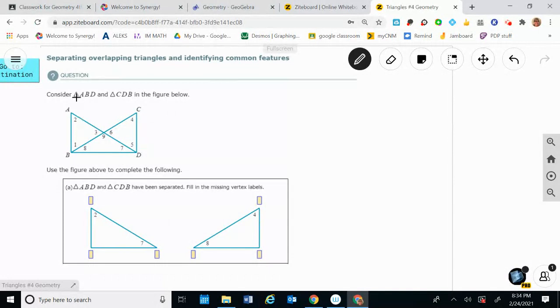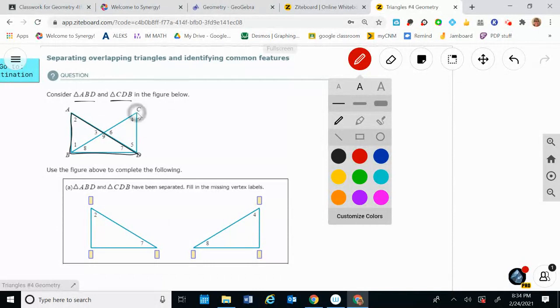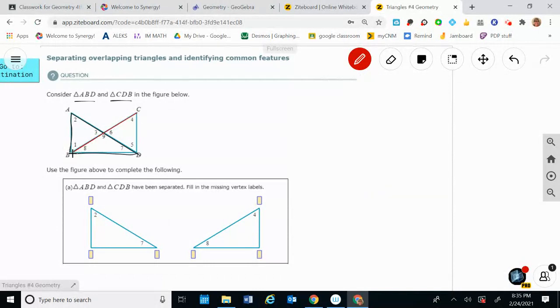Okay, they want you to look at triangle ABD and CBD. So find that. A, and you can trace it. ABD. And if you can't trace it, copy it on your paper. And you want to copy it like they did it. Okay, ABD and CBD. Oh, CDB, sorry, CDB. Okay, those are the two triangles. So I took the red one out and it's here, and I took the black one out and it's here. Okay, so you're supposed to fill it in with the missing vertex.